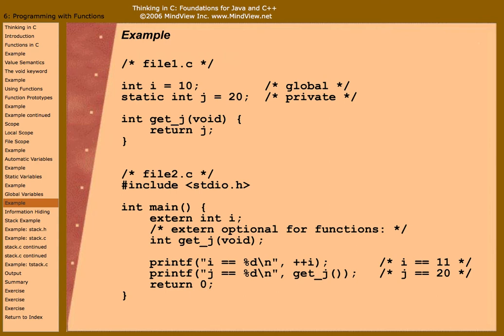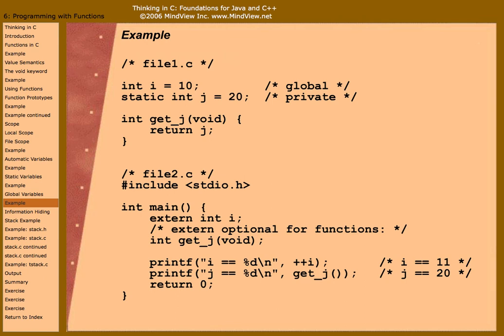If you tried to do the same thing with J, you would get a link error, an unresolved external reference, because that J in file 1 is not visible outside of its file, so there's no way to link to it. For that reason, I have a function called getJ, which allows me just to retrieve its value. So basically what I'm doing is I'm protecting J in file 1 from any change from another file. I only allow you to view it by giving you a function to get it. I do not allow you to have direct access to it.